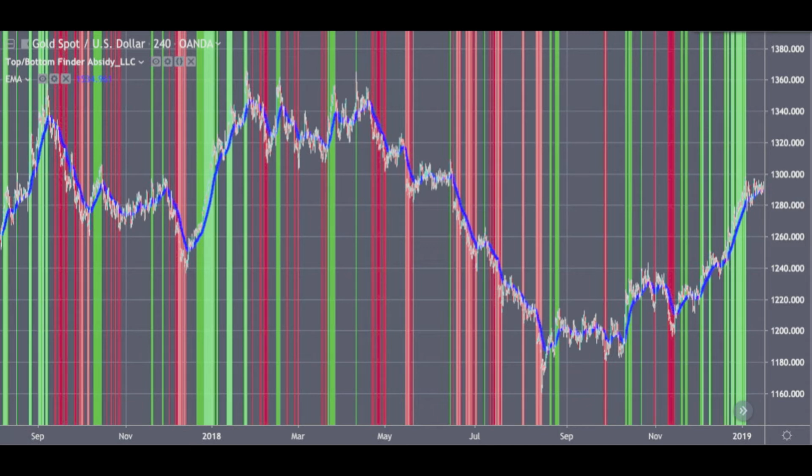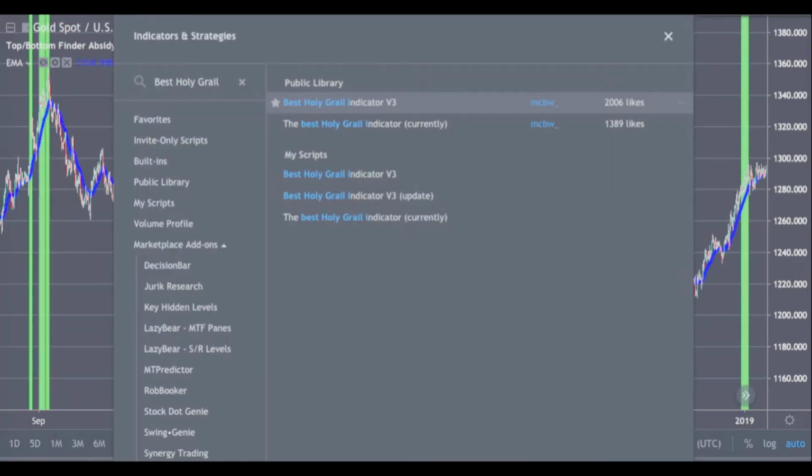Many people who have been using this indicator have been very happy with using it with the moving average, but there's a very special moving average on TradingView that you can use that will enhance your profitability significantly more with using this method. To find it, simply go to the indicator section and search for Best Holy Grail Indicator version 3 by MCBW_. Using this moving average in combination with the top and bottom finder will dramatically increase the profitability and timing used with this indicator.